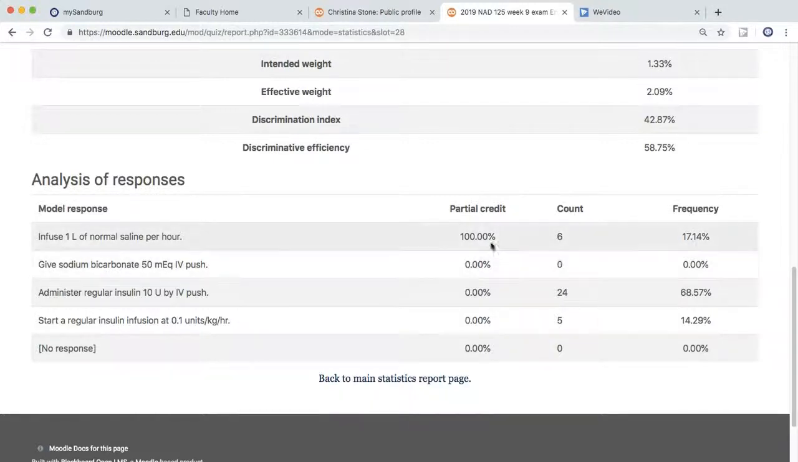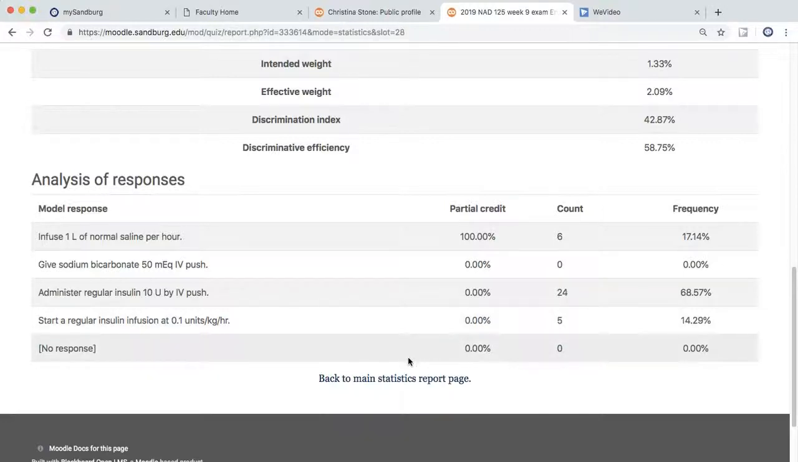And I'm going to show you here in a minute how I can find out which 6 students actually got that right. Because at this point, I would like to know that. Are they my top 6 students? Are they just random students? How did that go? 5 students chose this answer. Try to figure out why they did that.